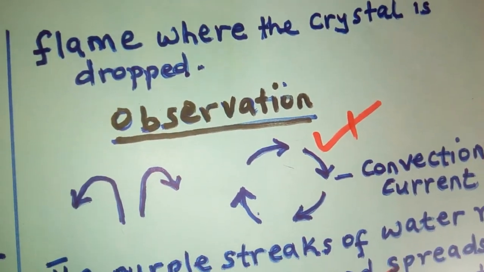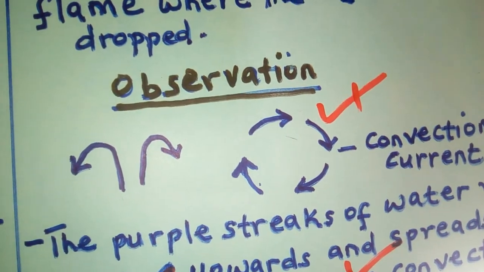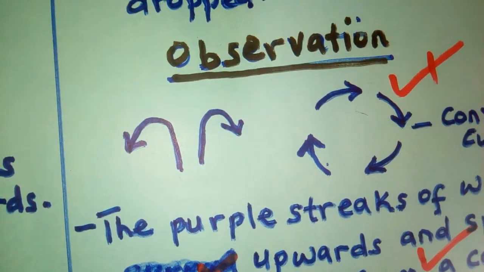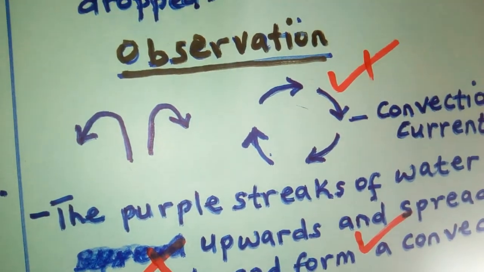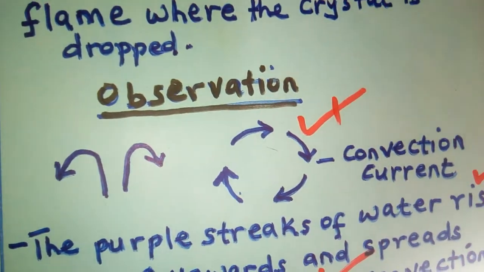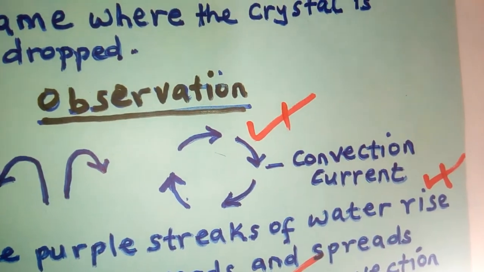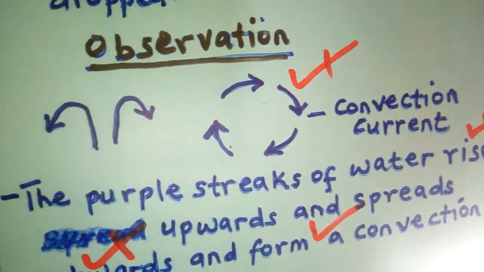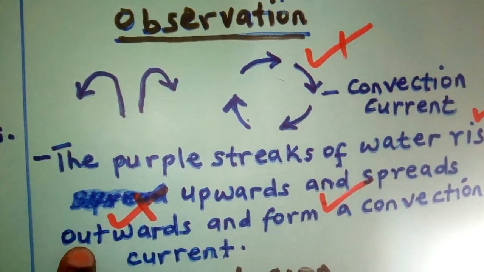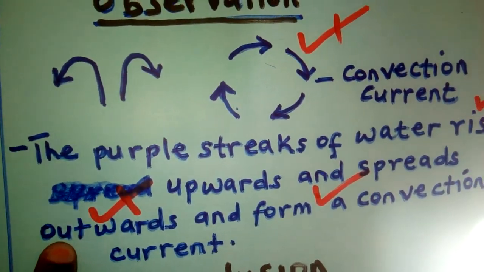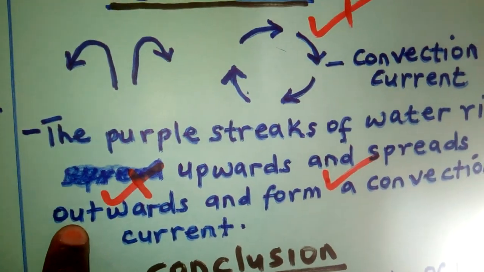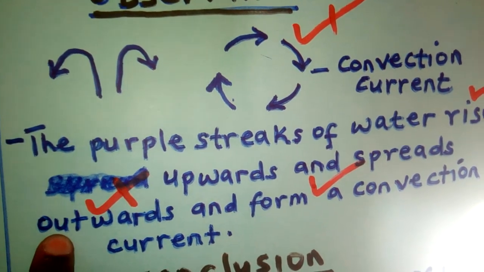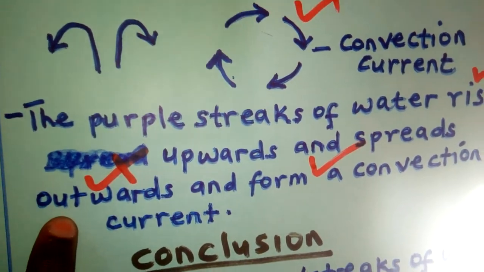Now you go to observation. What happens? You are going to see the water rising up and then falling outwards. So you see that diagram, how the convection current is set. So that diagram alone, and then you name it as convection current, and you get the mark. Then you say the purple streaks of water rise upwards and spread outwards to form a convection current.